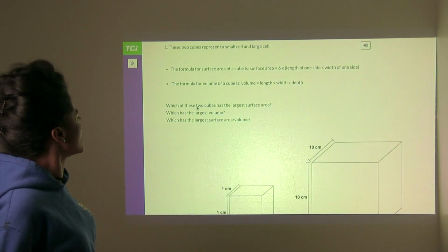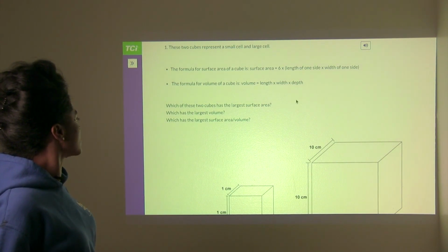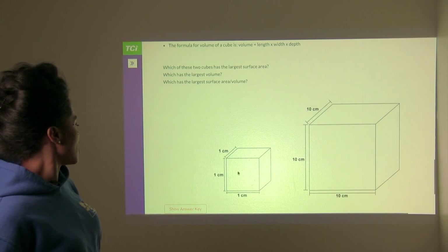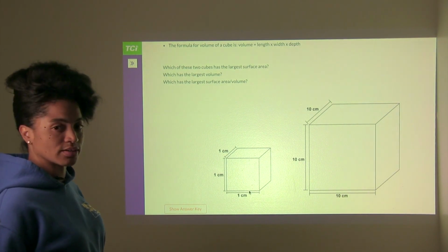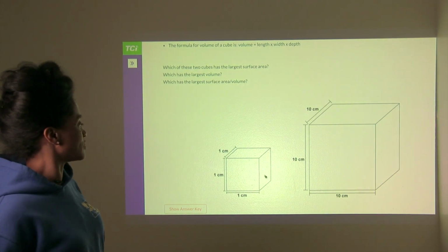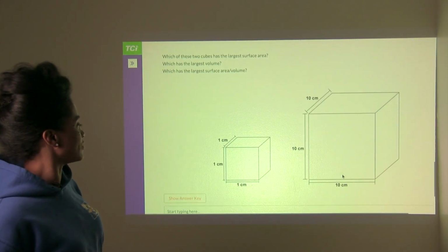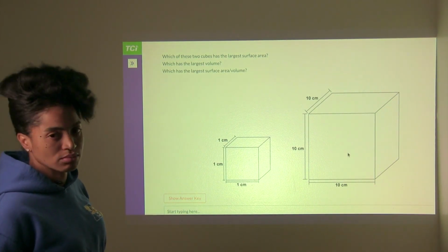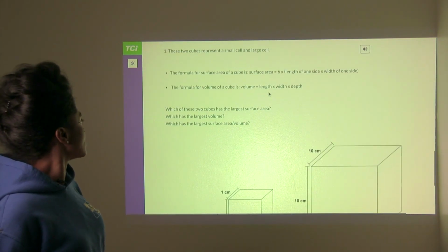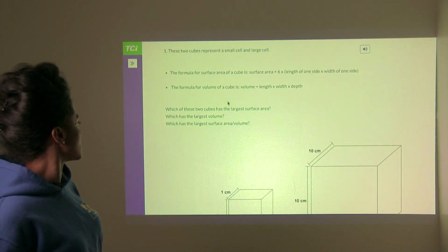Okay? So which of these two cubes has the largest surface area? All right? So you would know the area of this side, 1 times 1, right? It's just going to give you 1. And then keep in mind there's 6 of them, so you would do 1 times 6, okay? And then we have similar here, 10 times 10, which we know gives us 100. Okay, and then there's 6, so then you would do 6 times 100. Same strategy for both for their surface area.